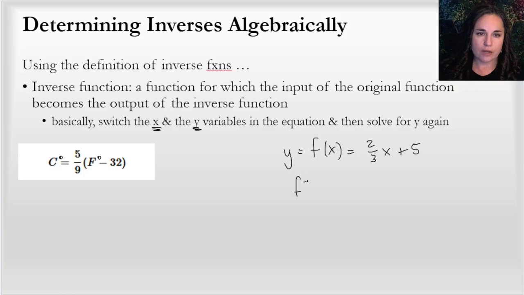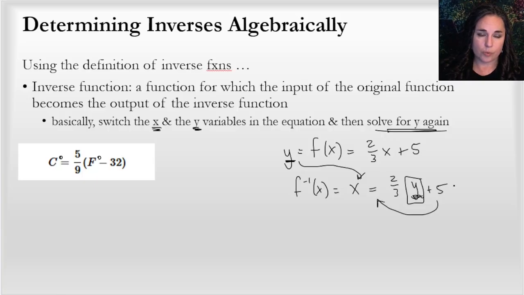So if I do f inverse of x and say that is the x value, we're switching the x and y variables. Wherever I see y in the original equation, I'm going to put x, and wherever I see x in the original equation, I'm going to put y. And then I'm going to solve for y again. In order to isolate y by itself, I need to move the 5 over to the other side first. I'm going to subtract 5 on both sides first.